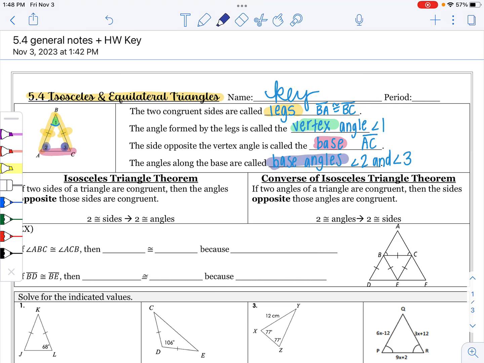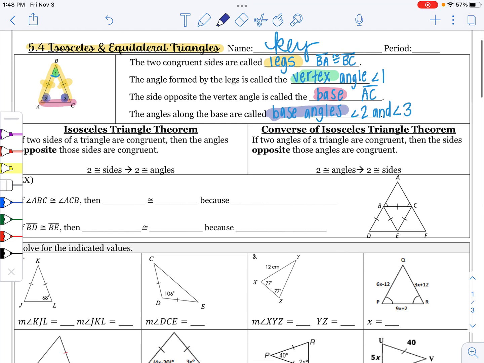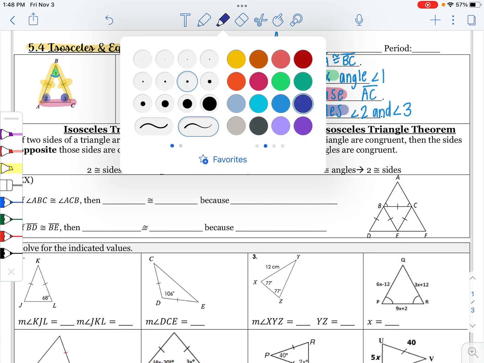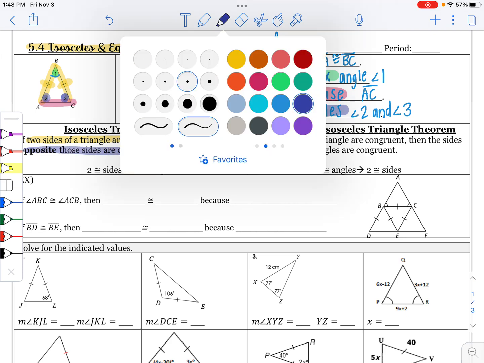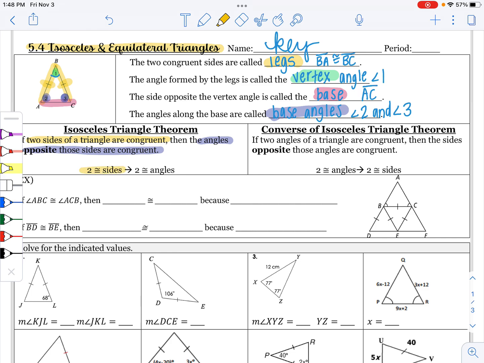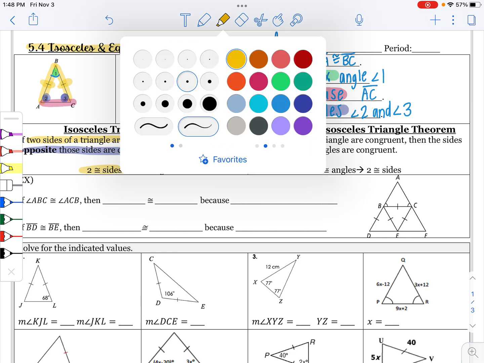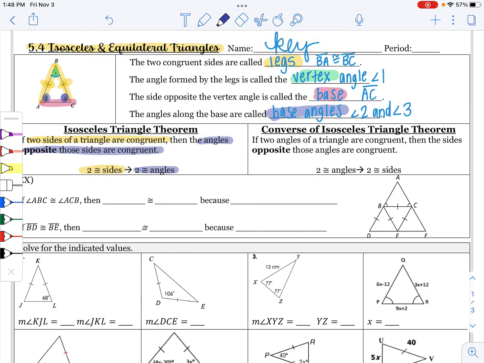And so now we're going to learn two theorems that relate those base angles and the legs of the triangles. There is a theorem called the isosceles triangle theorem. Very appropriately named. It's about isosceles triangles, and it's a theorem that goes with them. So here's what it says. If two sides of a triangle are congruent, then the angles, or the base angles, opposite those sides are also congruent. So if those two legs are congruent, those two congruent sides, then those base angles are going to be congruent as well.